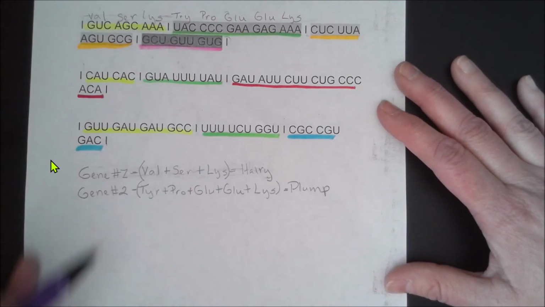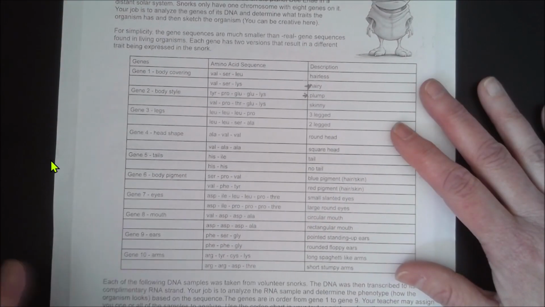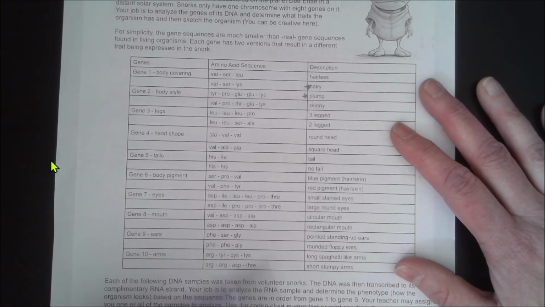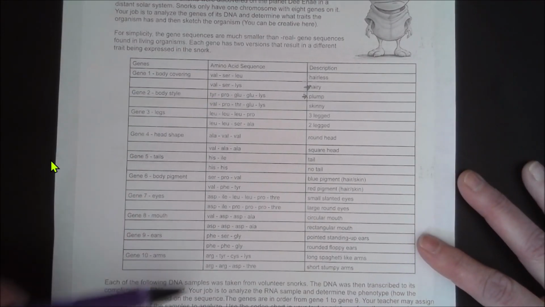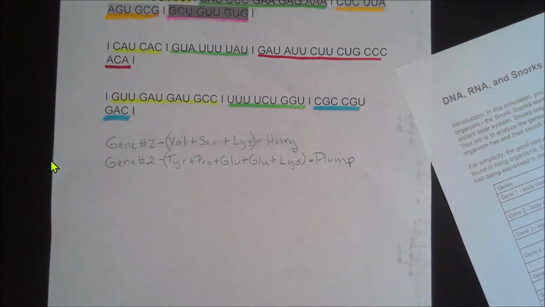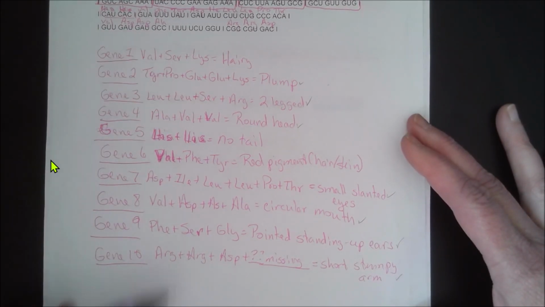And you are going to do this throughout all of the 10 different genes. You are going to find out, is it round-headed? Does it have a tail? What type of eyes does it have? After you get all 10 genes sequenced, okay, this is really bad handwriting, but as you can see, I did all 10 of my genes.